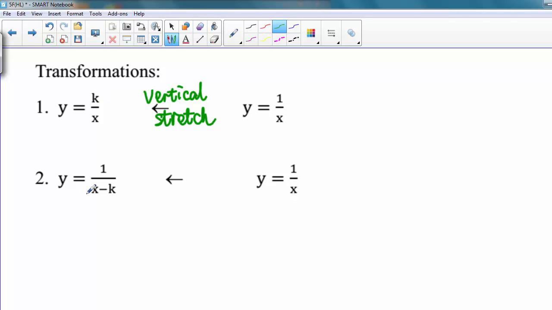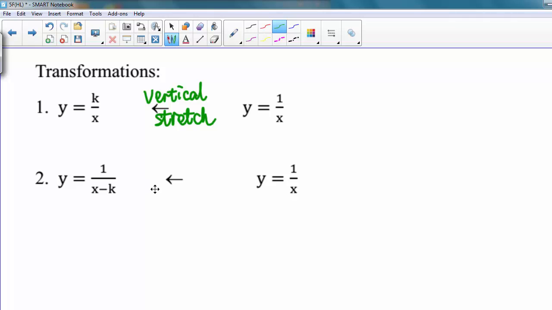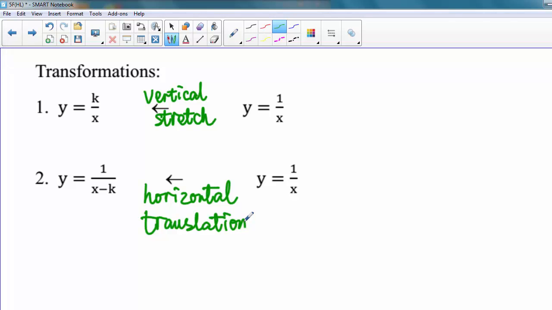So for the second one, how can we transform from this basic one to this one? You can all realize this one involves a horizontal translation. If k is larger than 0, translate k units to the right. If k is smaller than 0, translate k units to the left.